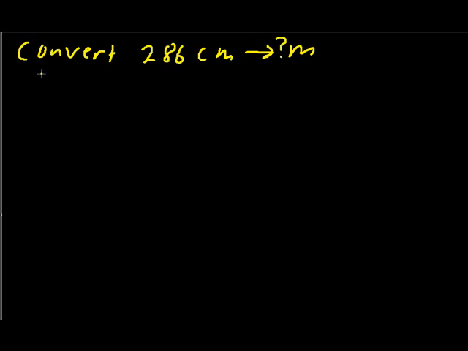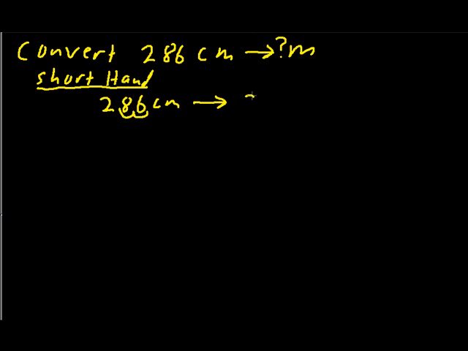Okay. Now, shorthand, and in this course, you'll be allowed to work with shorthand conversions. If you know them in your head, that's great. But the shorthand says that 286 centimeters, you move it twice because it's 10 to the second, and that becomes 2.86 meters. Voila.